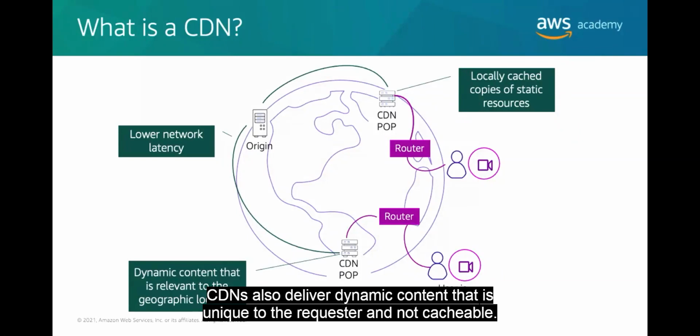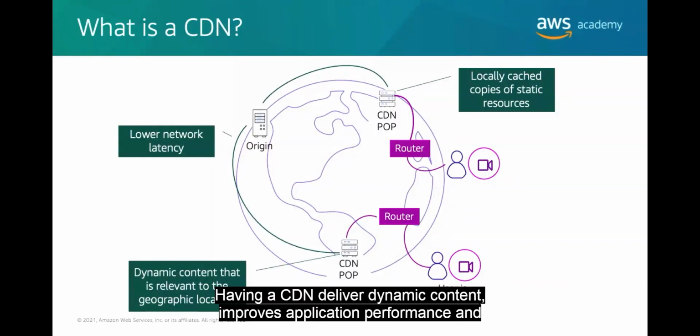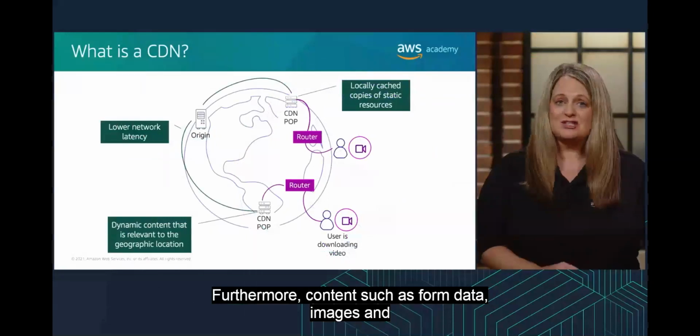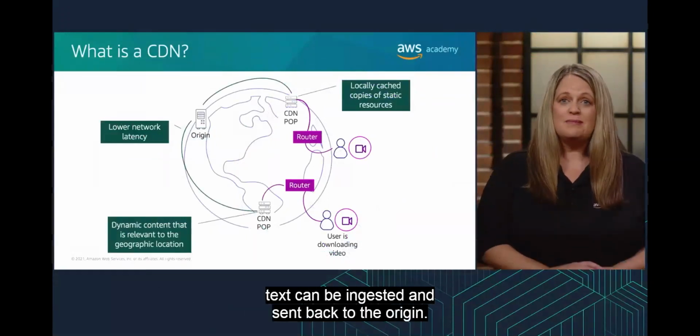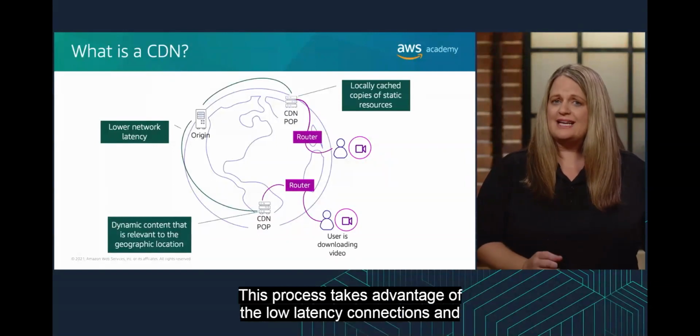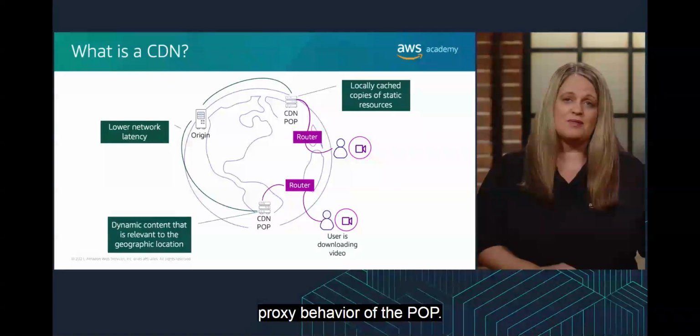CDNs also deliver dynamic content that is unique to the requester and not cacheable. Having a CDN deliver dynamic content improves application performance and scaling. The CDN establishes and maintains secure connections closer to the requester. If the CDN is on the same network as the origin, routing back to the origin to retrieve dynamic content is accelerated. Furthermore, content such as form data, images, and text can be ingested and sent back to the origin. This process takes advantage of the low latency connections and proxy behavior of the POP.